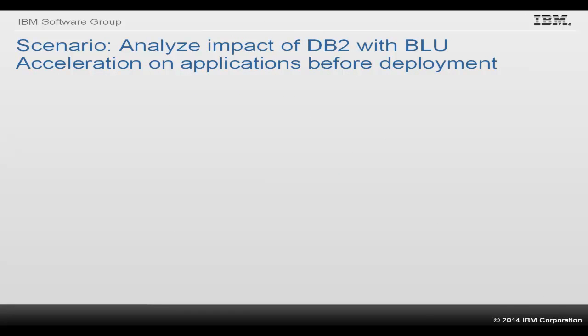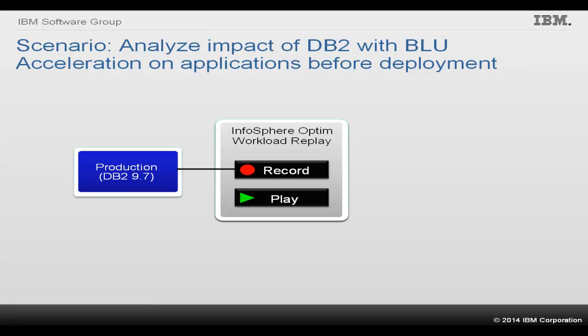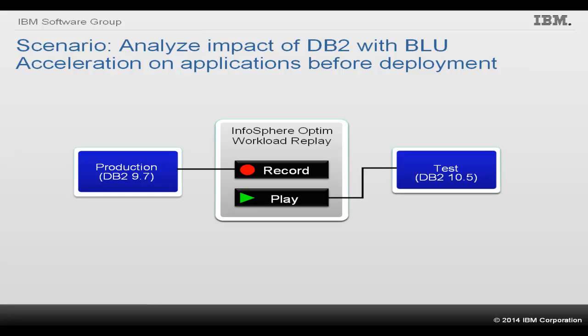In this scenario, Shelley, a DBA with the company, wants to adopt BLU Acceleration to improve her DB2 for Linux, Unix, and Windows database performance. Before she makes any changes to the production environment, she wants to use Workload Replay in a test environment to verify that the required upgrade from DB2 version 9.7 to version 10.5 and the additional conversion to BLU Acceleration will improve performance and not introduce any problems.